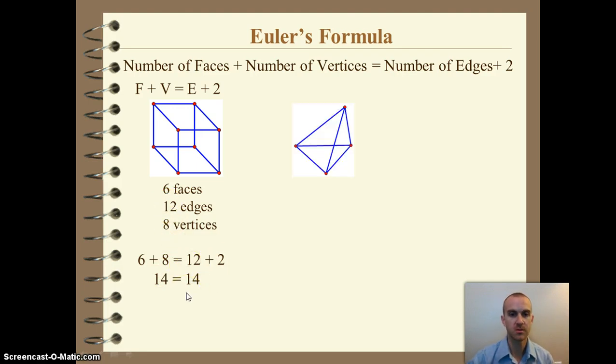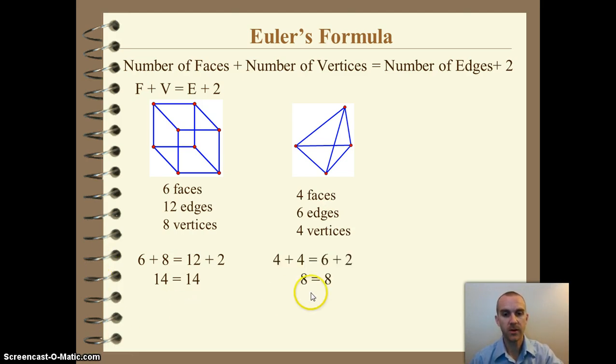So that holds. If I look back at my pyramid that I had, made up of all triangles, I had 4 faces, 6 edges, and 4 vertices. Well, 4 faces plus 4 vertices equals 6 edges plus 2. That's 8 equals 8. So again, this holds true.